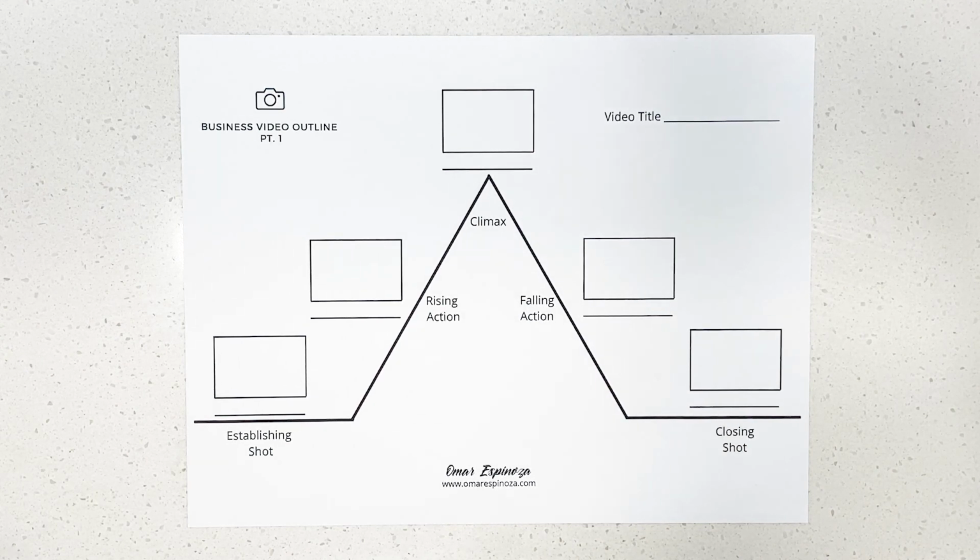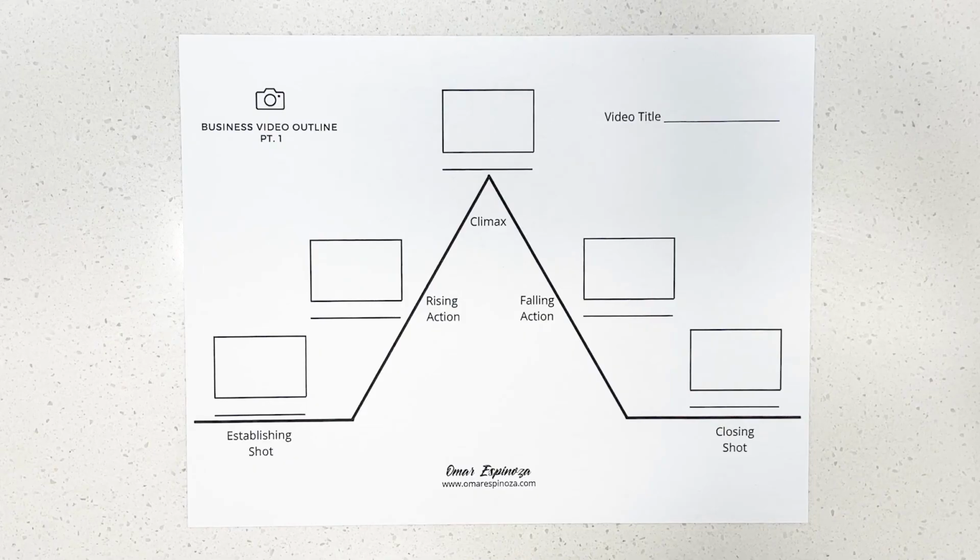Now, you're probably wondering, okay, where do I go from here? How do I start with my business? So here are 5 things that you can write down right now. Establishing shot. This is where you are going to show your product or service, right? If you sell products, you're going to show this product. What is it? If you provide a service, you're going to show maybe your truck, maybe your van, your business logo, whatever it may be.